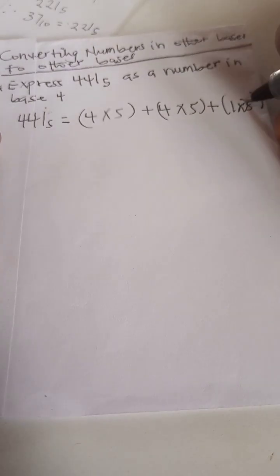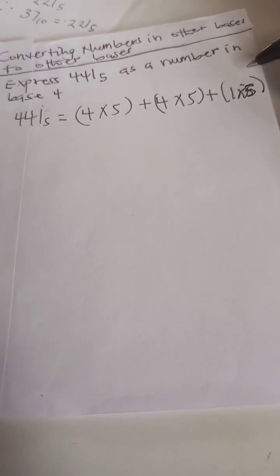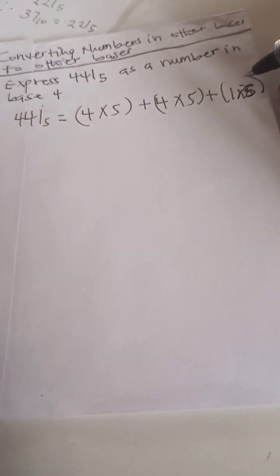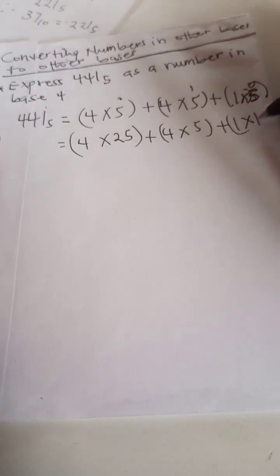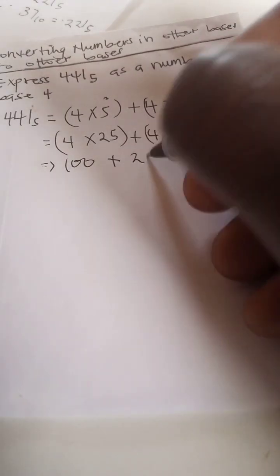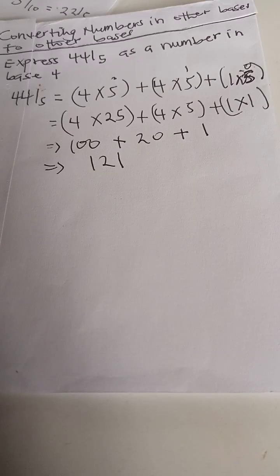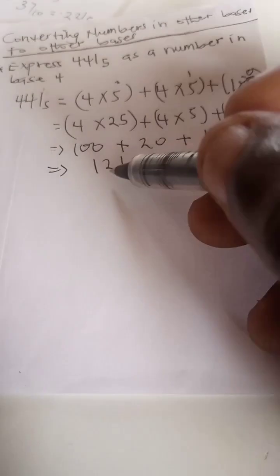Then, in ascending order from the left hand side to the right hand side, you assign the powers 0, 1, 2, right? So 4 times 5 squared, that's 25, in one bracket, plus 4 times 5 power 1, which is still 5, then 1, any number power 0 is 1. Then you expand the brackets. That will be 4 times 25, giving us 100, plus 4 times 5, 20, plus 1 times 1 is 1. Summing all this up, you get 121 base 10.